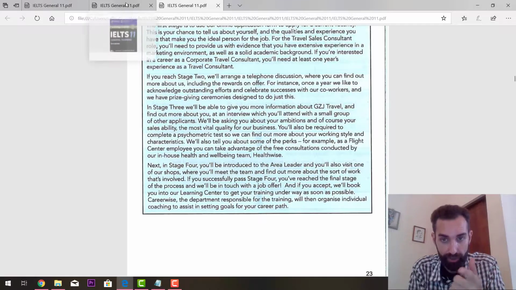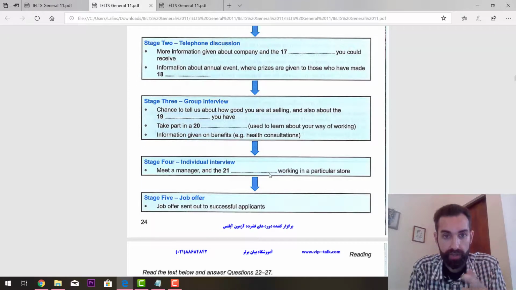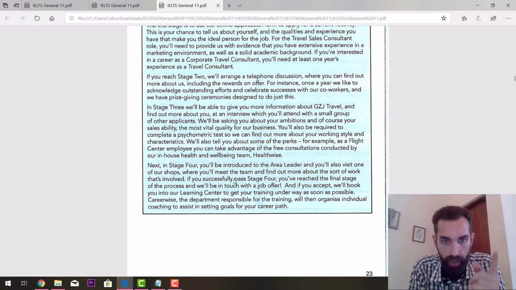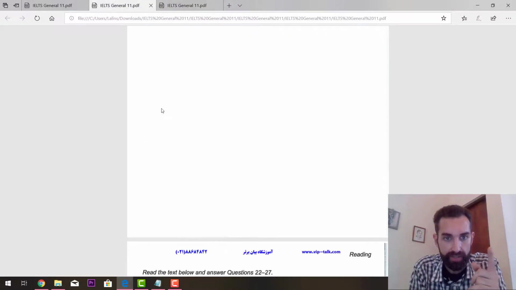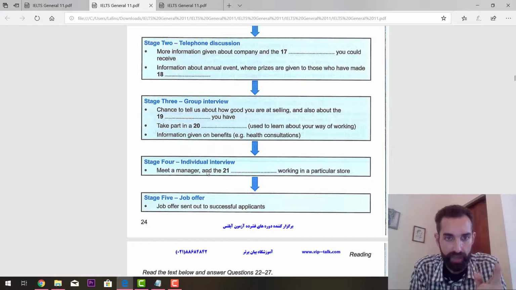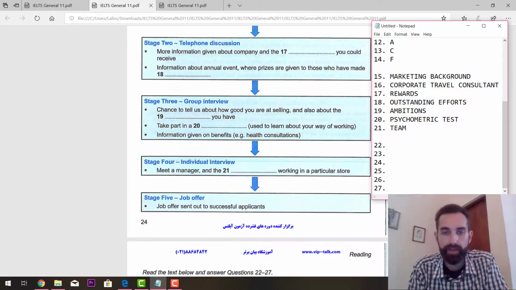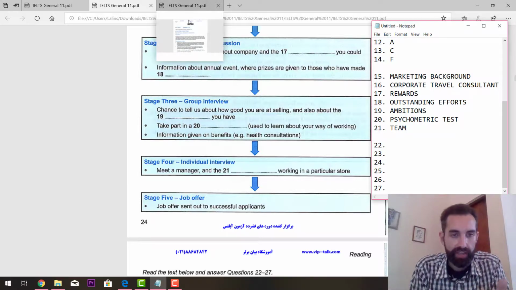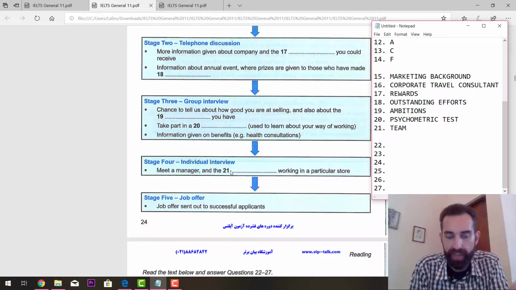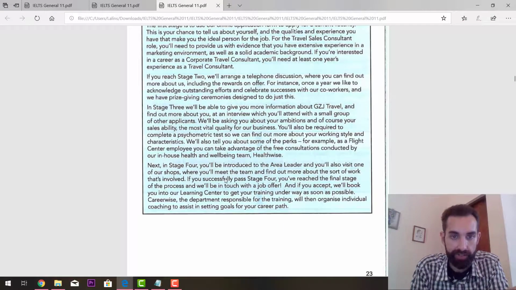And just here they're saying you'll visit one of our shops. So we're talking about a particular store, so it's working in a team. You'll meet the team. So that is your answer. We found it. That is team. Because here, as it says, you meet a manager and the, obviously, team working in a particular store. They mentioned here in this sentence, you can see why, it's introduce the area leader.